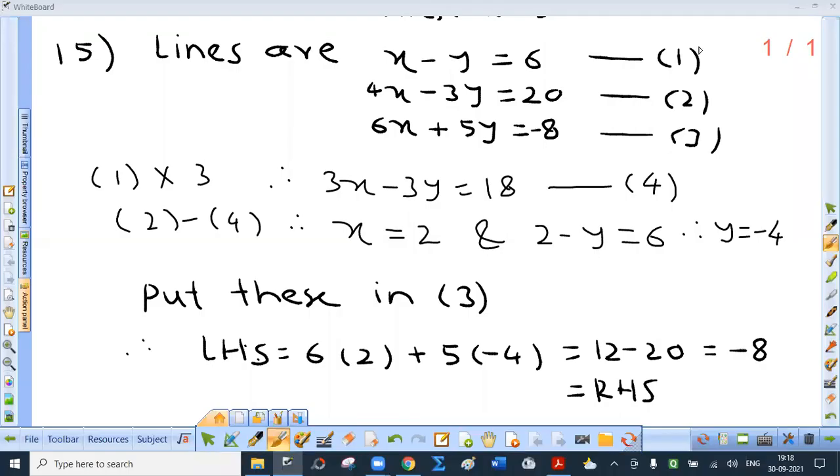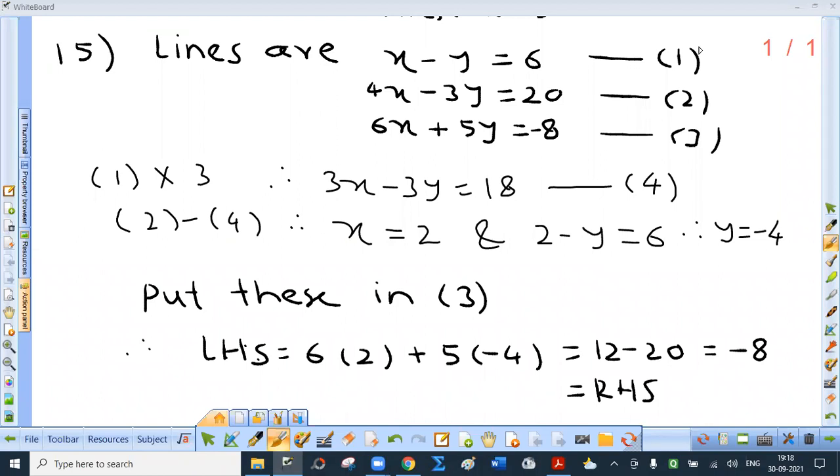15th one, show that lines x minus y equal to 6, 4x minus 3y equal to 20, and 6x plus 5y plus 8 equal to 0 are concurrent. Also find the point of concurrence. As point of concurrence is also asked, I solved first two and I showed that the same values satisfy third equation. But of course in exam, they will expect you to use determinant.